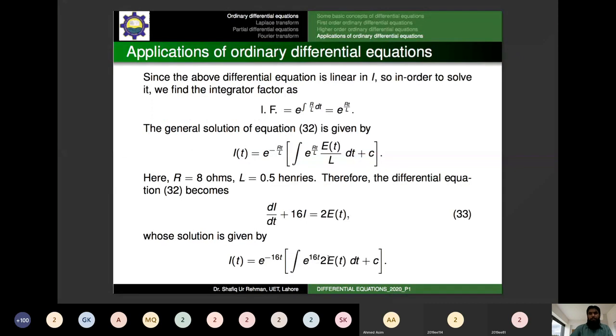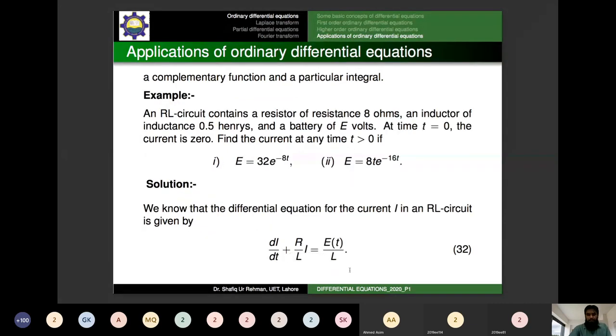we know that it's linear in the dependent variable capital I. So what we need to do is find the integrating factor. How do we find the integrating factor? Just like the standard form that we utilized for the linear differential equation, dy upon dx plus p of x times y equal to q. That was the expression in the standard form. So p is equal to R upon L in this case. And we know how to find the integrating factor, e raised to the power integral p, with the variable of integration. Here, the variable of integration is going to be t.